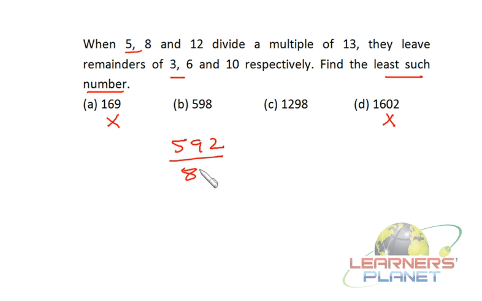So 8 sevens are 56, 8 fours are 32. That means it is a multiple of 8. That is, 592 is a multiple of 8. That means this is also clear.